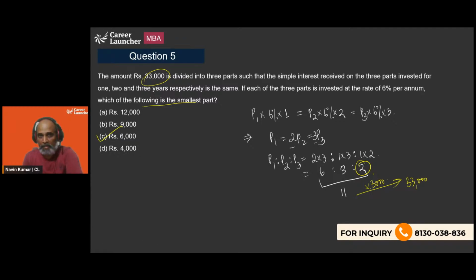Again, no variable, no equation, just assuming the values the way they are, and then using a very simple approach of finding ratios of values if they have coefficients and they're equated, right? So the 6% was not of any use.